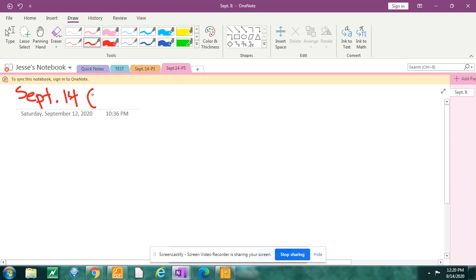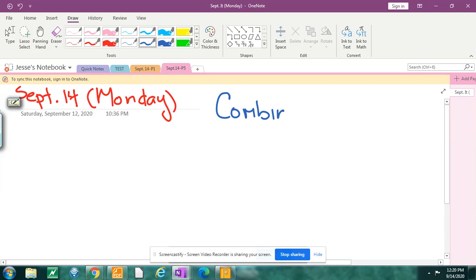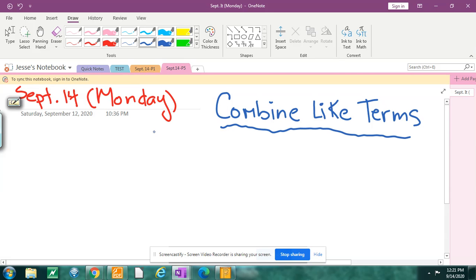So September 14th. Today is Monday. So go ahead and write Monday. And the beautiful thing about this is that it allows me to have different colors. Okay. Today's lesson is called combine like terms. And excuse the writing because remember I'm not writing on a paper, I'm writing on a pad. So this is the title of what we're doing today: combine like terms.